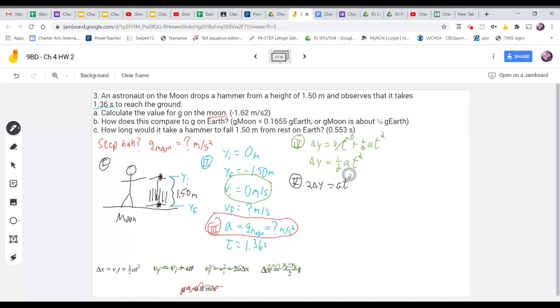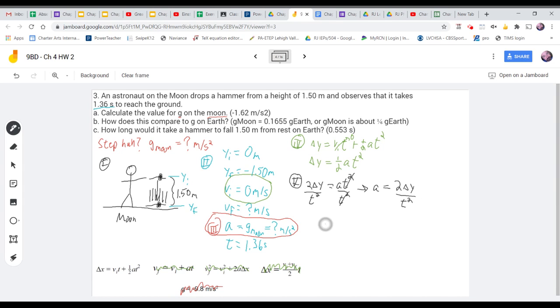a t squared. Then I'm going to divide both sides by t squared to get rid of the t squared, or at least to get rid of it on the right. So dividing everything by t squared, on the right, t squared over t squared just goes away. And that leaves me with, let me write over here to save a little bit of space, a is equal to, so I'm switching left and right here, 2 delta y over t squared. So I've done everything I can with the letters.